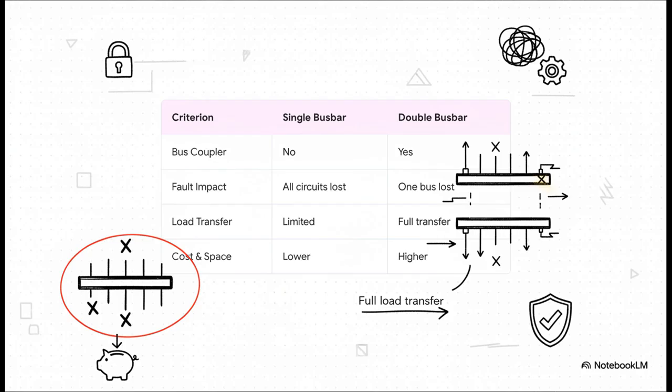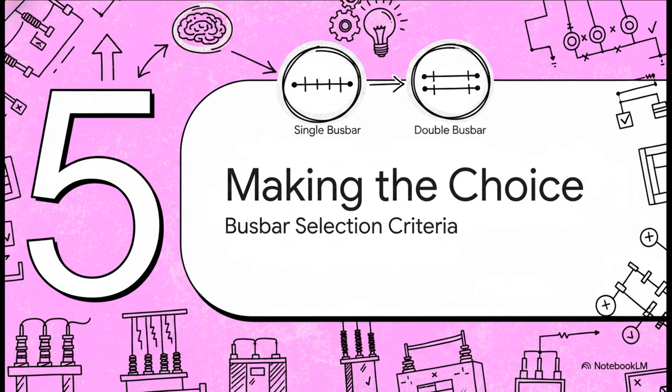The single option is cheaper, simpler, and much more compact. The double option is costlier, definitely larger, and highly complex, but it practically guarantees service continuity. Neither one just wins outright, you know? It entirely depends on what your facility is actually doing day to day. Which begs the question, how do engineers actually make this call? Let's move to our final section, Part 5, making the right choice.